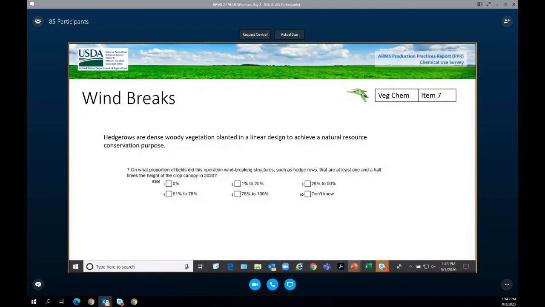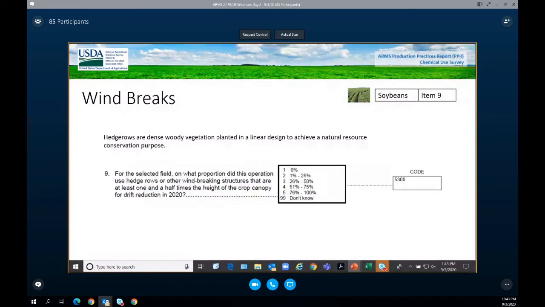I should draw your attention to some differences between this question on the VegChem and soybean surveys. Notice that on number 7, which is the VegChem version of this question, we're talking about a proportion of fields. Let's go on to the next. Take a look at item 9 from the soybean survey. Now, on this question, we're talking about the selected field. So, as staff are looking through these 2 different surveys, I know these questions work really similar, but there are some minor differences between them.